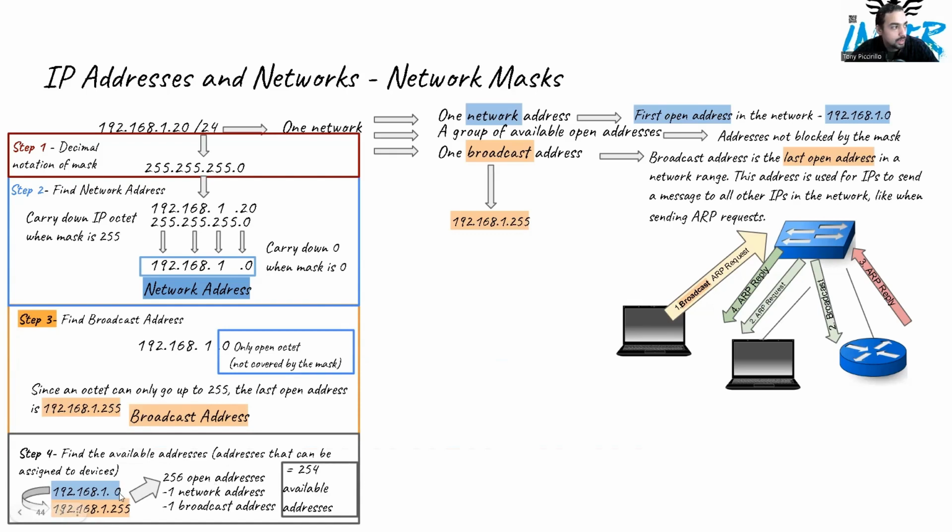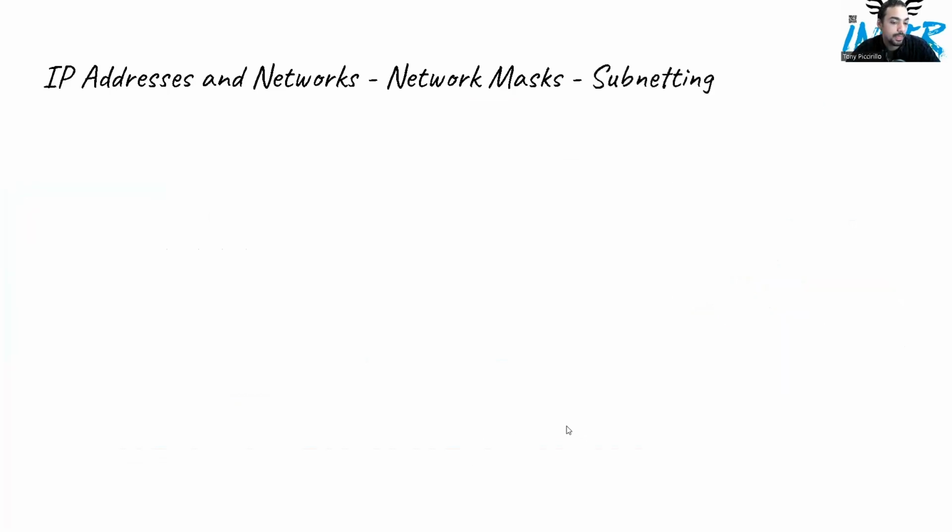Then we subtract the one network address, which can't be assigned to a host device because it represents the network. And then we have the one broadcast address, which also can't be assigned to a host device because all devices use that to send out broadcasts. So this leaves us with 254 available IP addresses that can be assigned and divvied out to other end user devices or host devices like switches and routers.